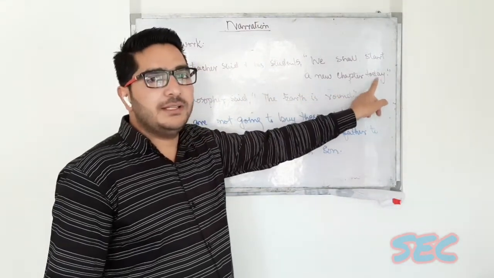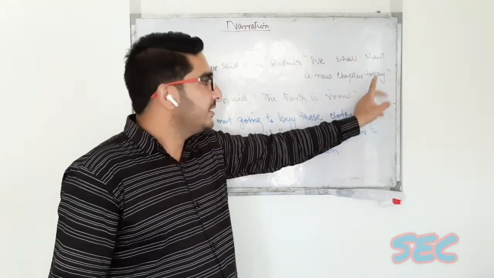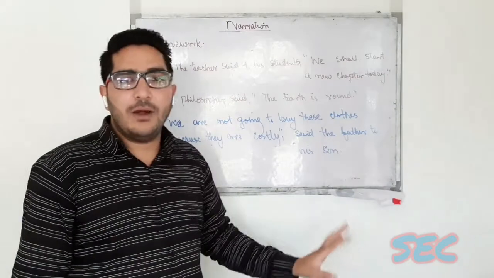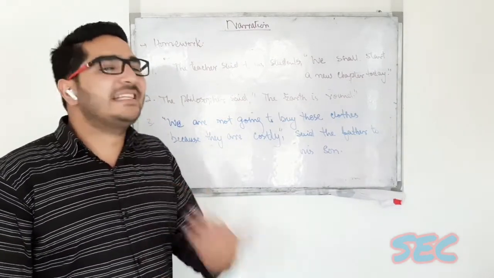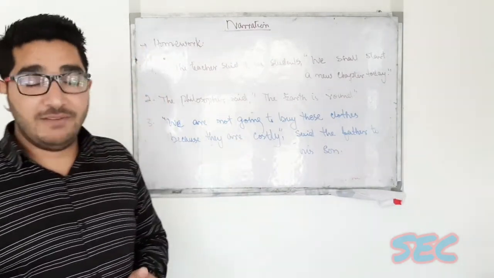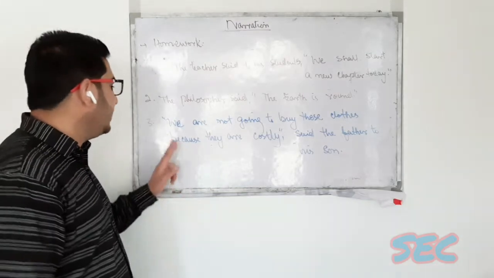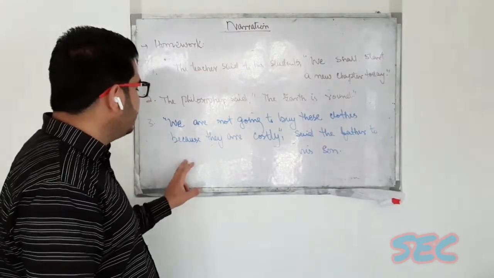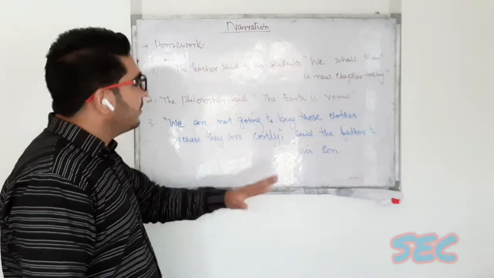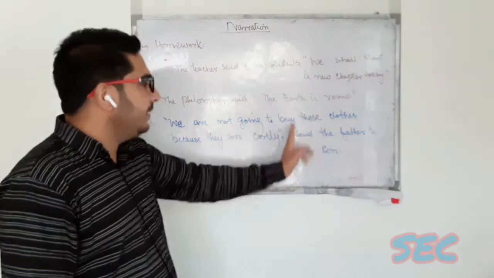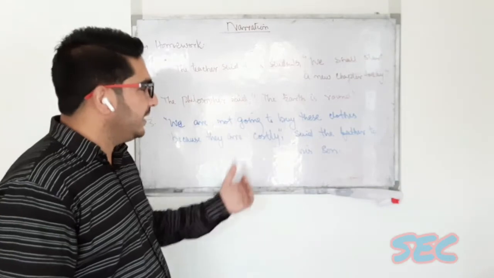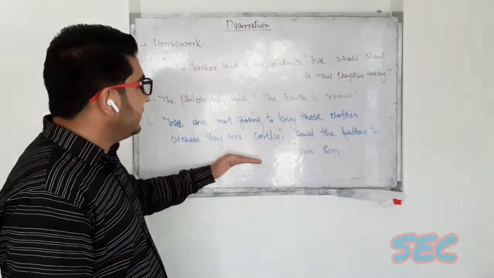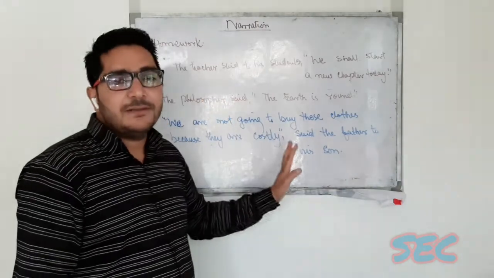Today is a word that shows time, so it will be changed. Another, the philosopher said the earth is round. You should take care of some exceptions. We have an exception here. You should take care of that. And another sentence, we are not going to buy these clothes because they are costly. Here, these indicates position, so you better change it as per the rule.